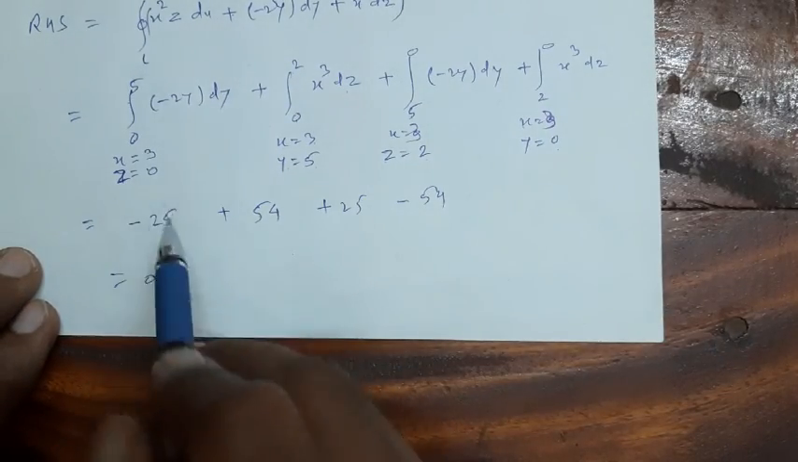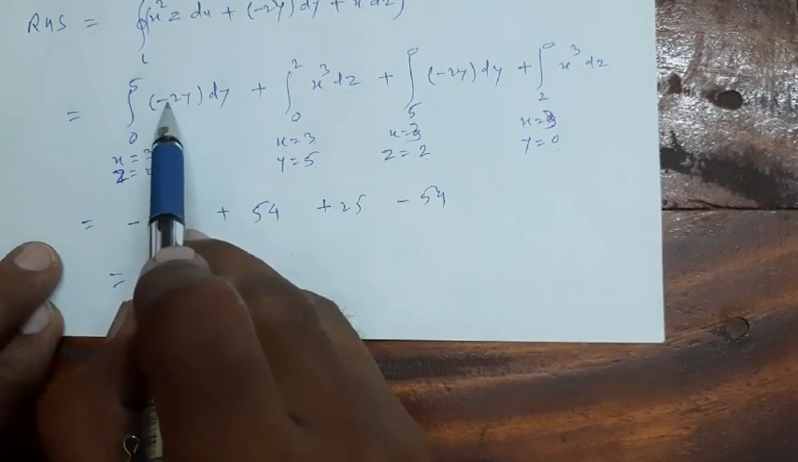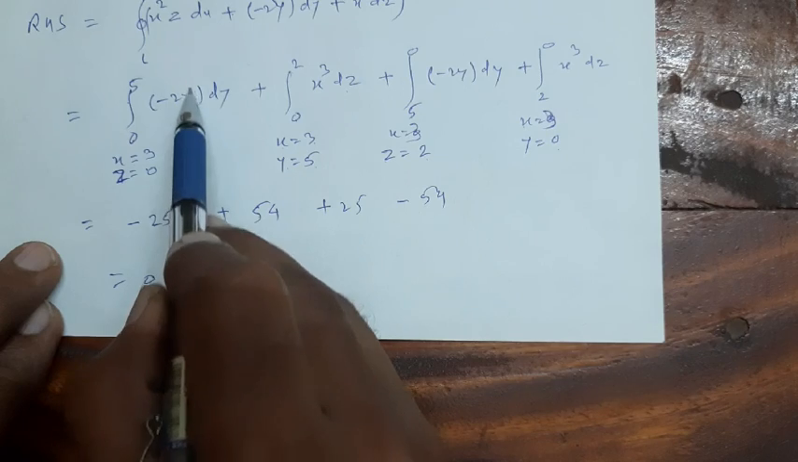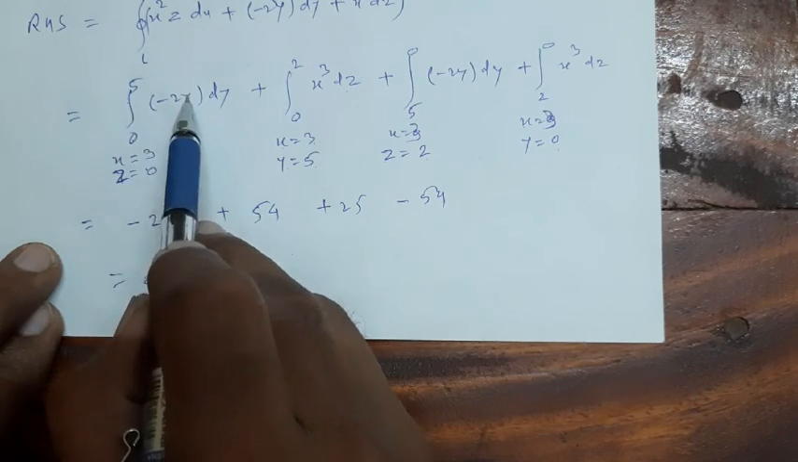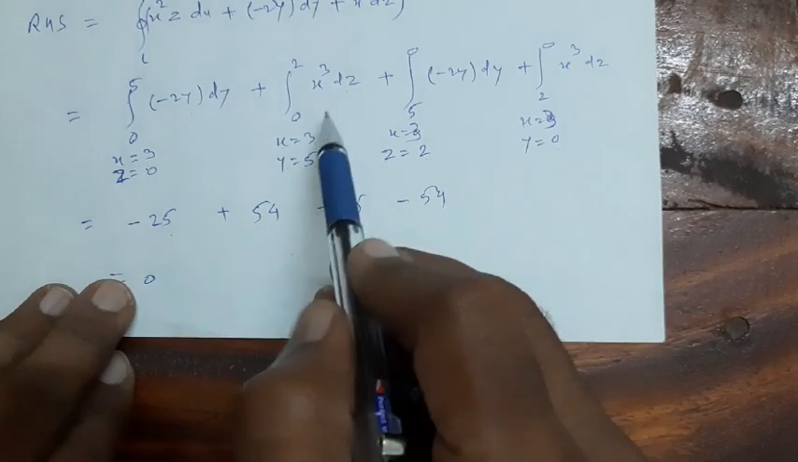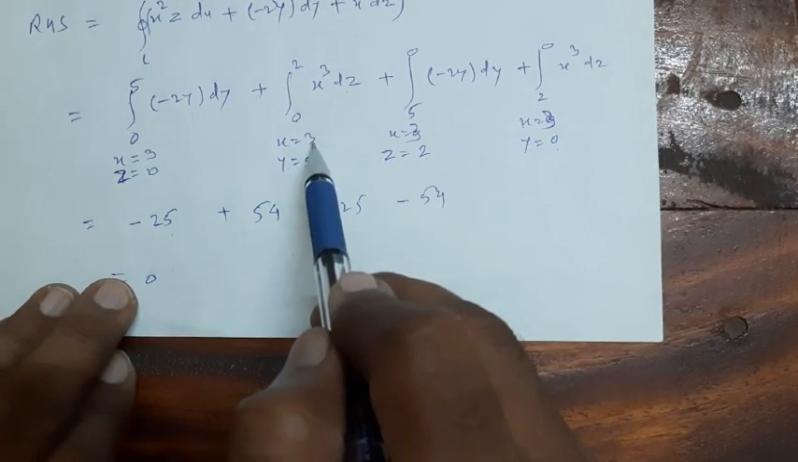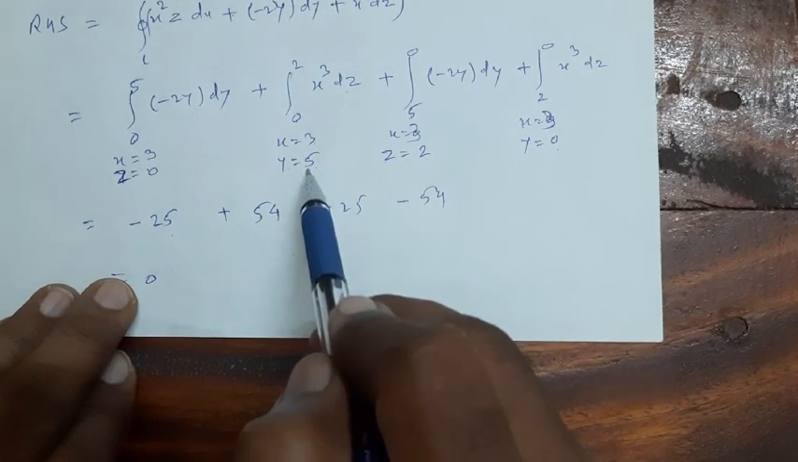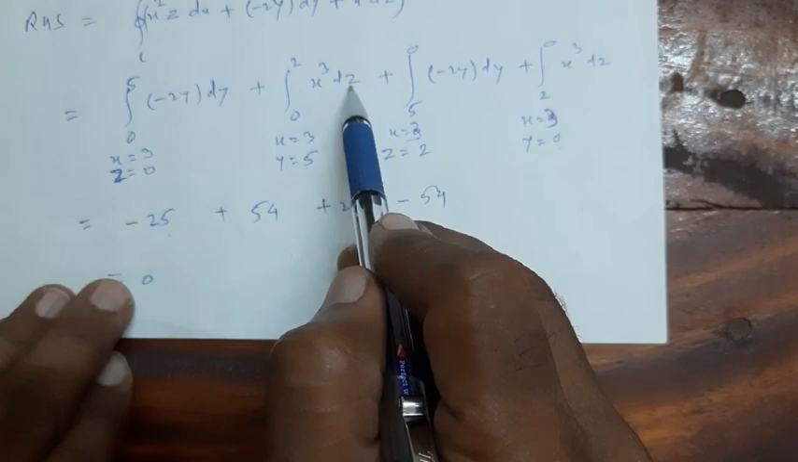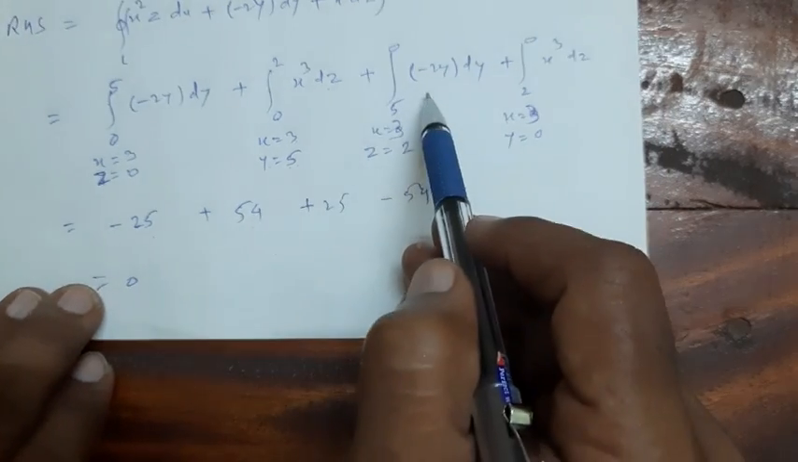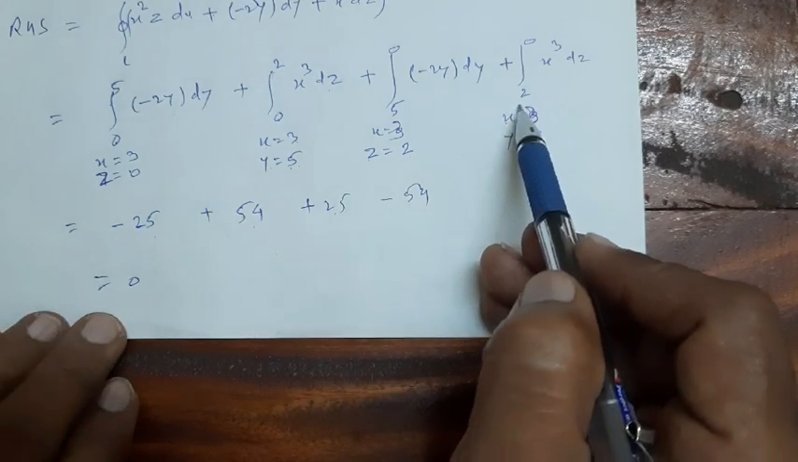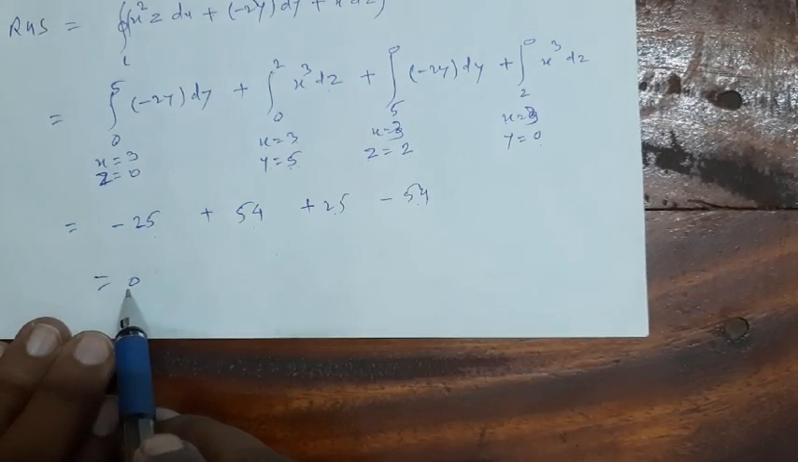Then I will have to substitute. Therefore, if I integrate this, it will be minus 2 y square by 2. 2 gets cancelled, and it is 25. If I substitute, then it is minus 25. Same situation here. I will have to substitute x to be equal to 3, y to be equal to 5, and I will have to integrate over z. You may integrate this. You will reach 54. Here it is plus 25, and here it is minus 54. Again, the answer will be 0.